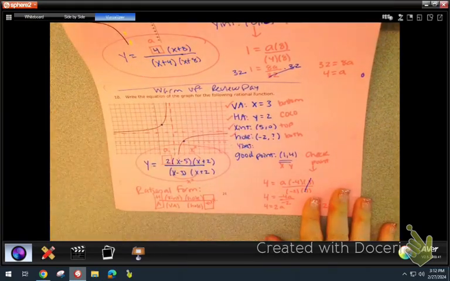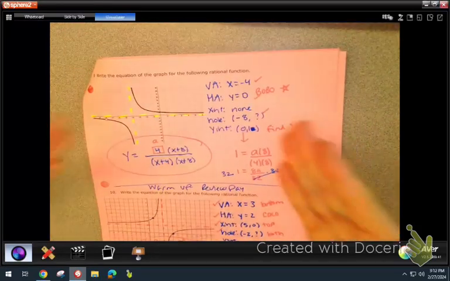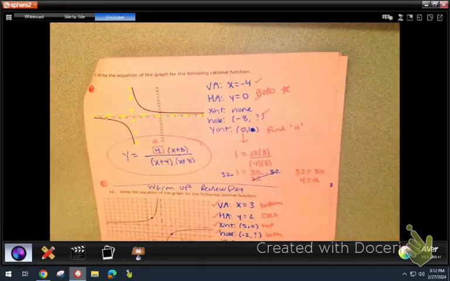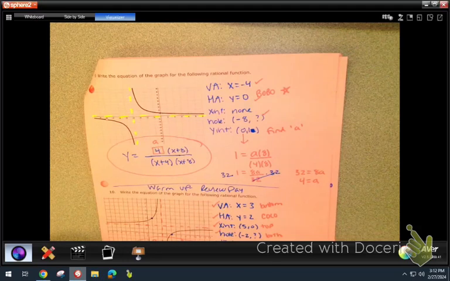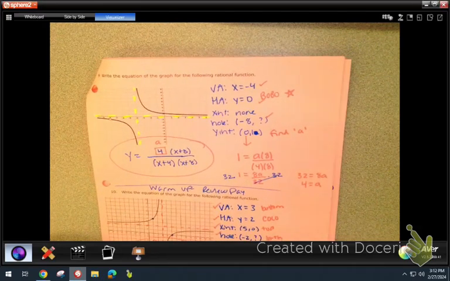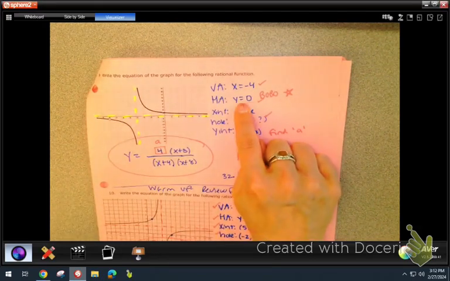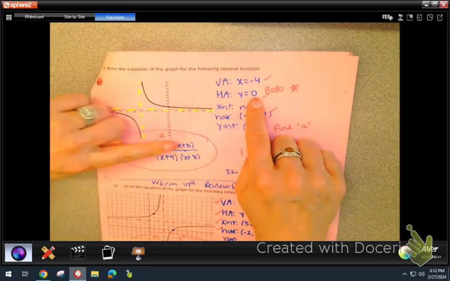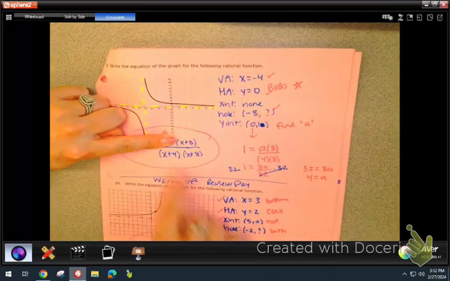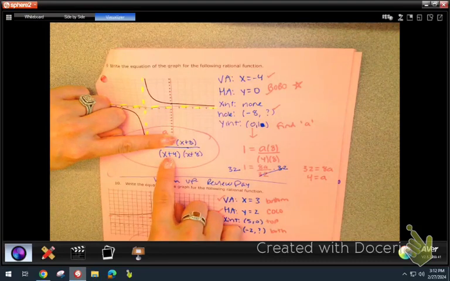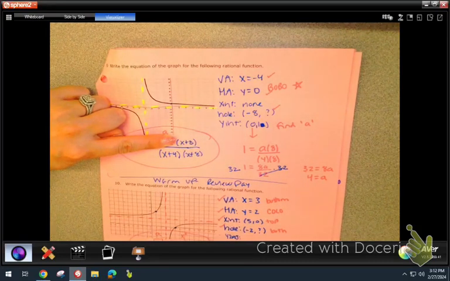Also, when you absolutely need it, which is a case like number 9, hint, you are going to have to do it. Okay? Need it in number 9. Because number 9, the HA is at y equals 0. So even without that number there, my degree is bigger on the bottom. Bigger on the bottom doesn't matter what the coefficients are.